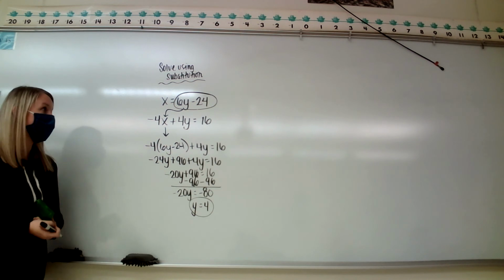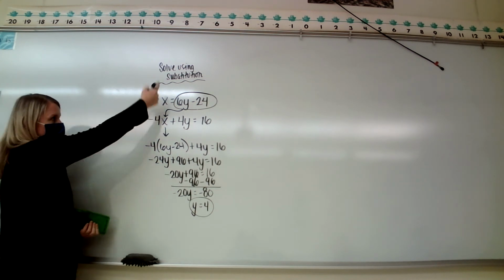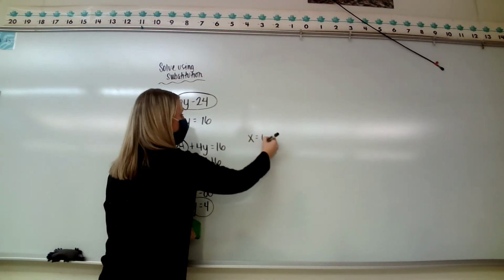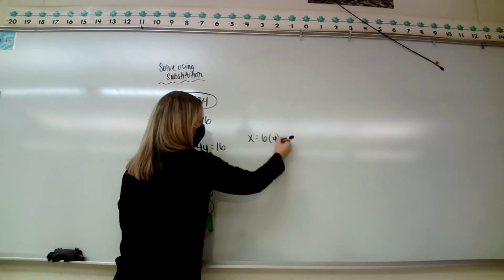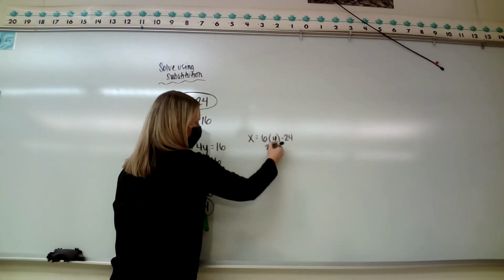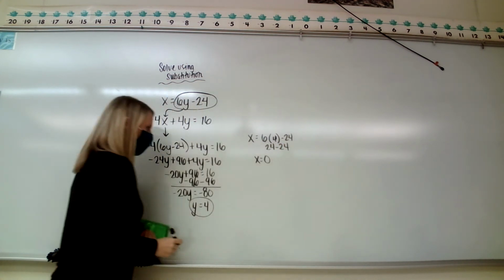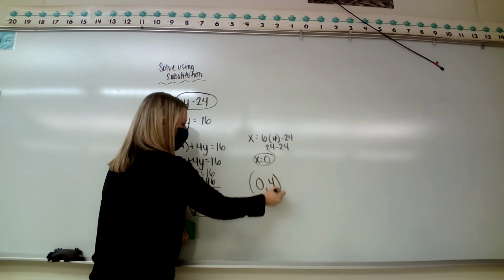Fabulous. Now let's plug it in, because remember, we're not done. You need an x and a y. I usually just pick that first one because it's x equals, and I'm looking for x. So I'm going to do 6 times y, which we just found was 4, minus 24, which ends up being just 24 minus 24, which means x is the big old 0, for a final answer of 0, 4.